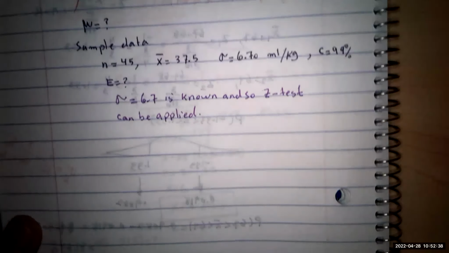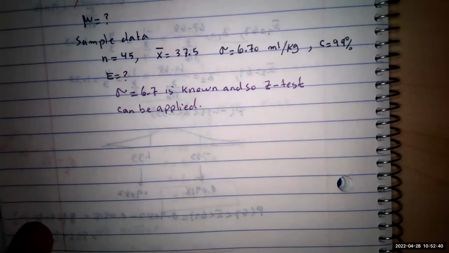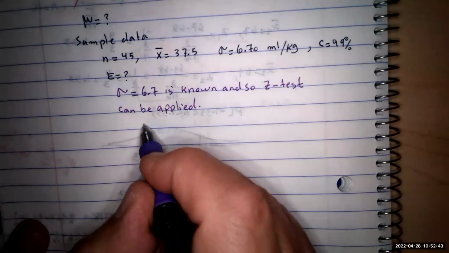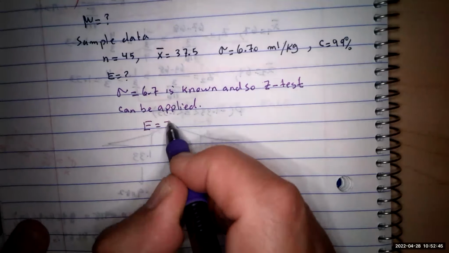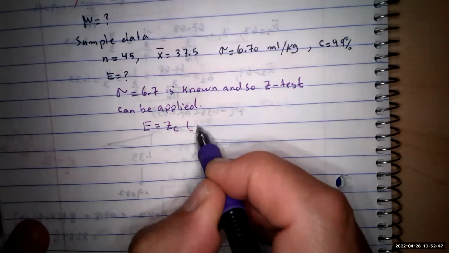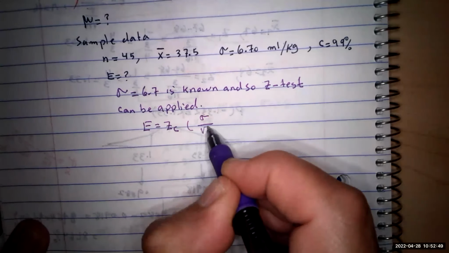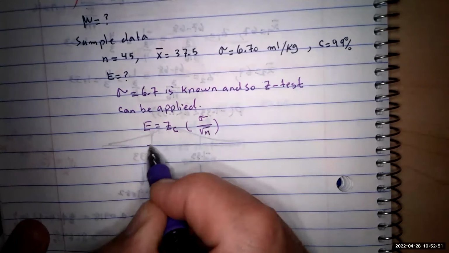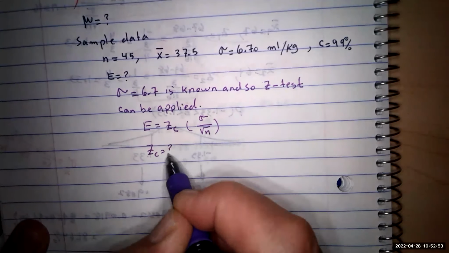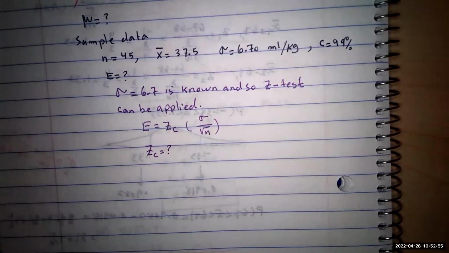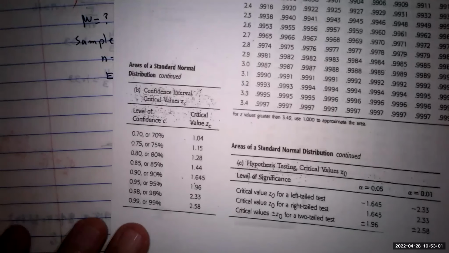That's the difference between this problem and the other one. So in this case, your E would be ZC sigma over radical N. You have to find the ZC. We talk about how we're going to find it. We give you the table. Remember, this is the table. You bring a copy for your test. So that's the table to find the ZC.